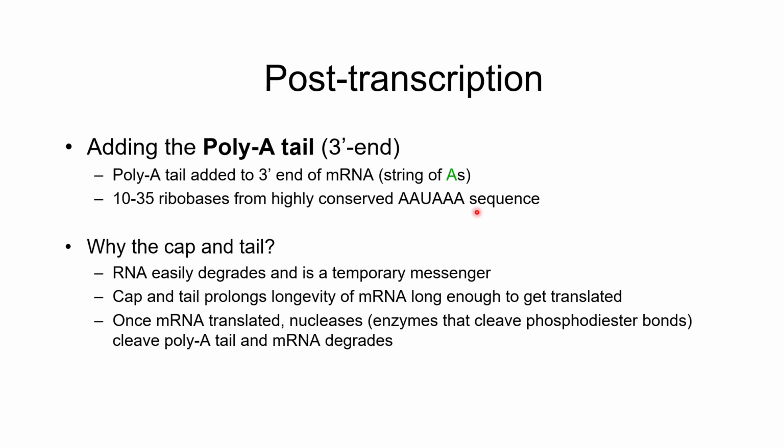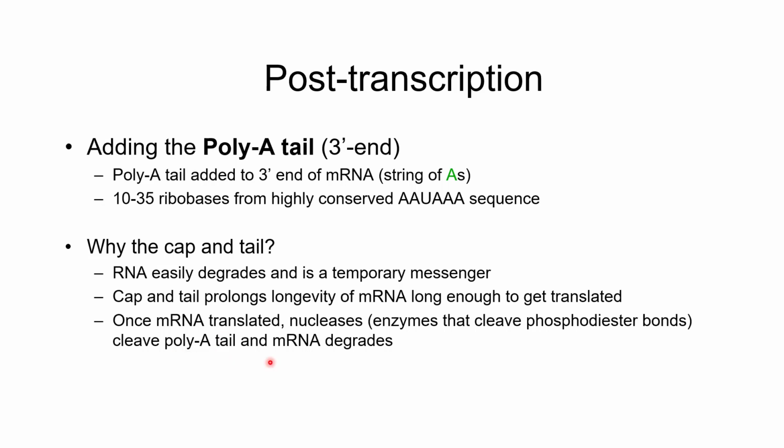why the cap and the tail? Well, again, the cap is used as a signal molecule, but RNA is also easily degraded. It's a temporary messenger. And by putting on the cap and the tail, we prevent the ends from being cleaved by exonucleases, right? So these nucleases break down those phosphodiester bonds because we're single-stranded. And so we can protect the ends with the cap and the poly A tail.